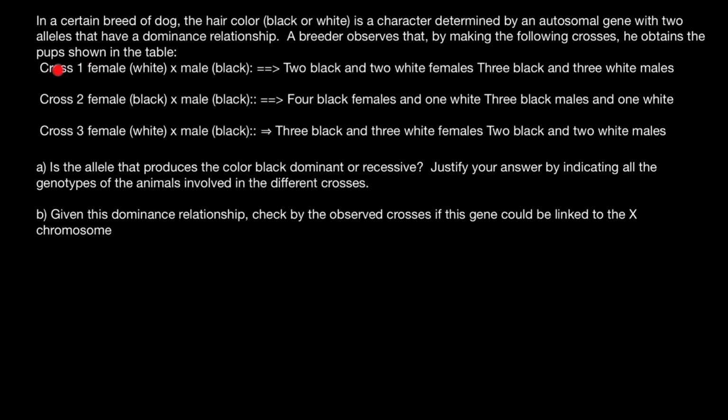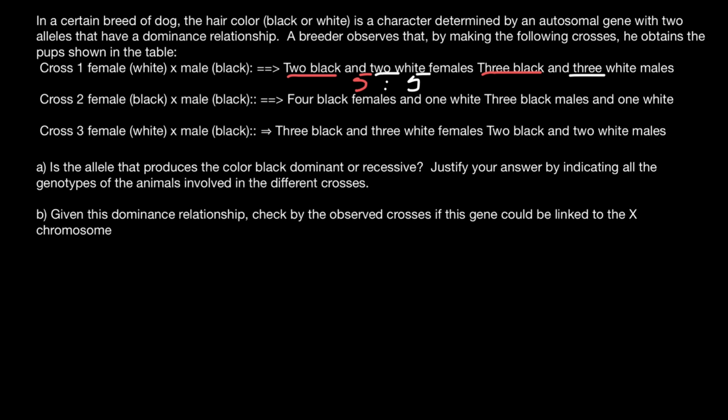The first cross: we have a white female and a black male. This cross resulted in 2 black females and 3 black males, so the total number of black animals is 5. We also have 2 white females and 3 white males, so the total number of white animals is also 5. So the ratio here is going to be 5 black animals to 5 white animals. Instead of black, I'm using red color here because it's impossible to write with black color on the black background.